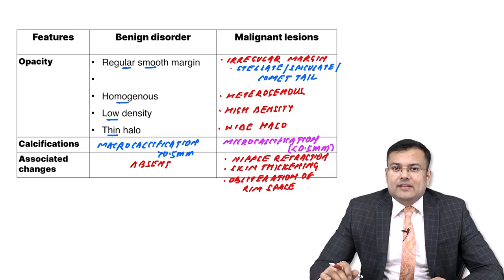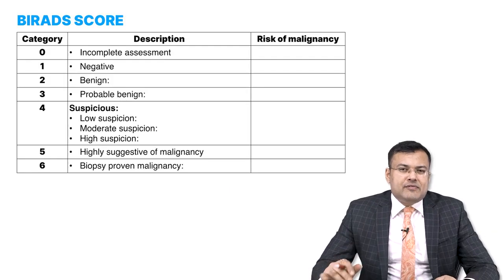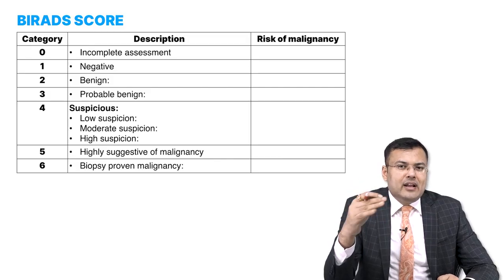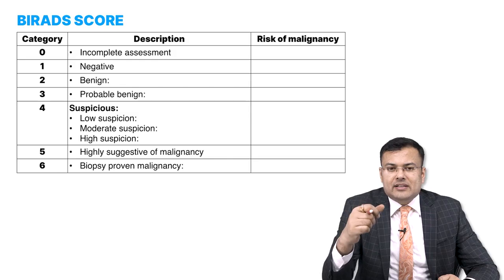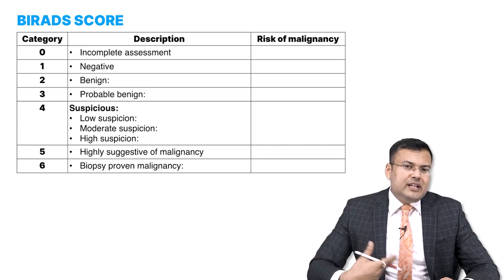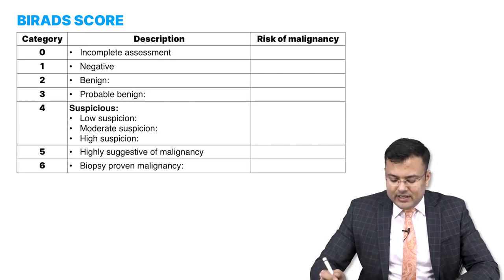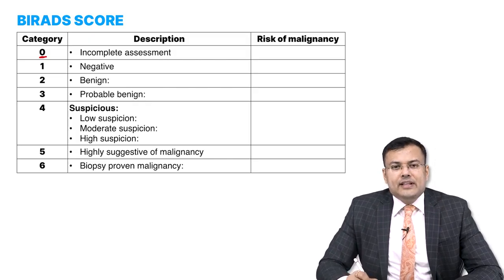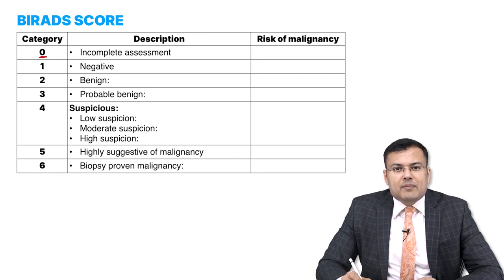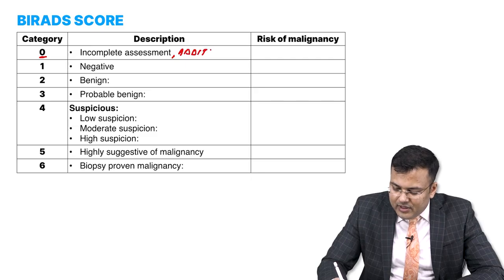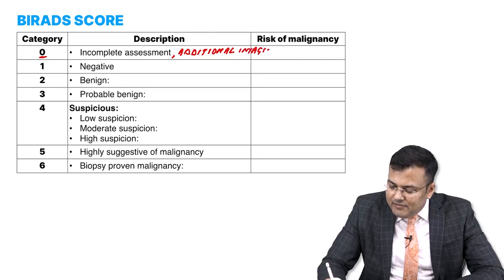And what else? There is microcalcification. Whenever you are sending any patient for mammography, there is a BI-RADS score for each breast. The full form of BI-RADS is Breast Imaging Reporting and Data System. Now see, if the category is 0, it means incomplete assessment. So what you need is additional imaging, another investigation.